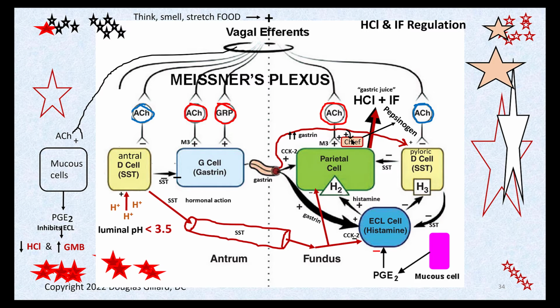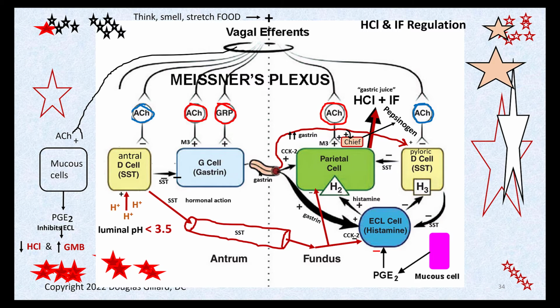Acetylcholine also binds to chief cells and causes them to produce pepsinogen. Okay, what else does acetylcholine do? It also binds to G cells in the pyloric antral region, and it stimulates the G cell to release its main hormone, which is gastrin.